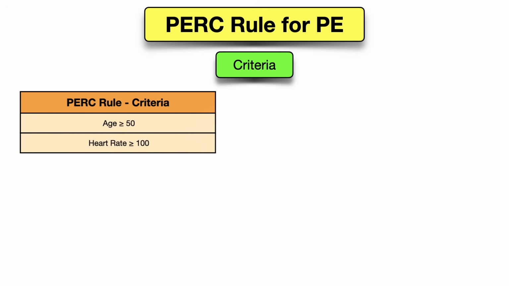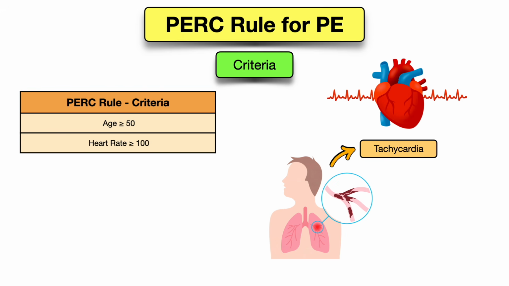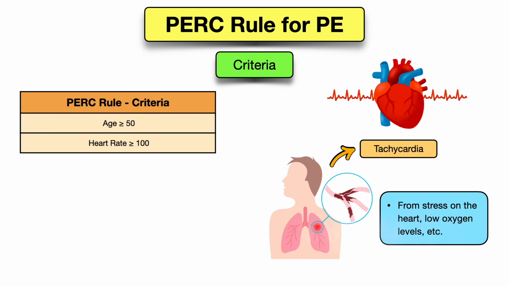Next, we have heart rate greater than or equal to 100. If the patient has tachycardia, meaning a fast heart rate of 100 or greater, then the PERC rule cannot be used to rule out a PE. The reason for this is, remember, a PE is a blood clot or other substance blocking an artery in the lung. This will cause the heart to beat faster from stress on the heart, low oxygen levels, among other factors.